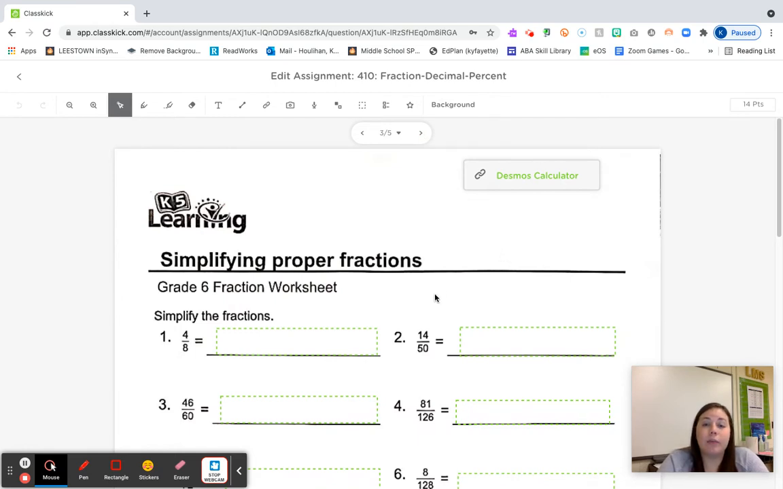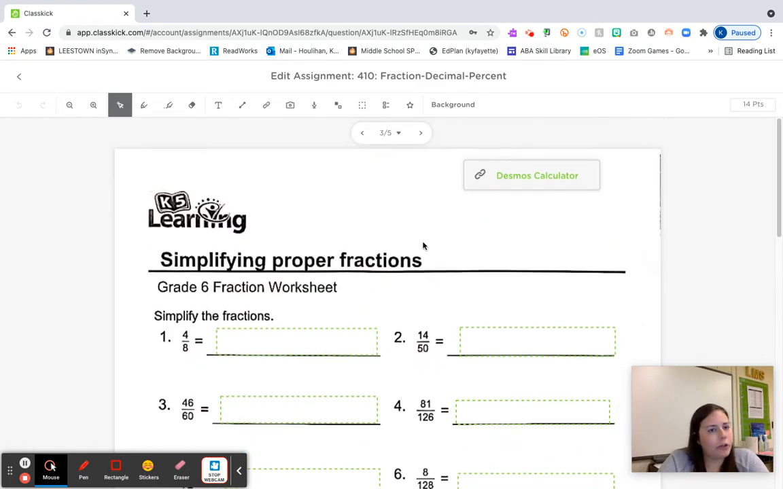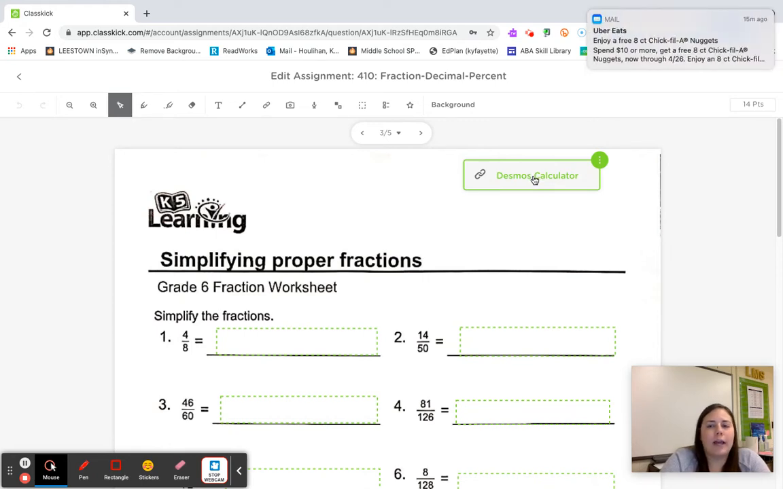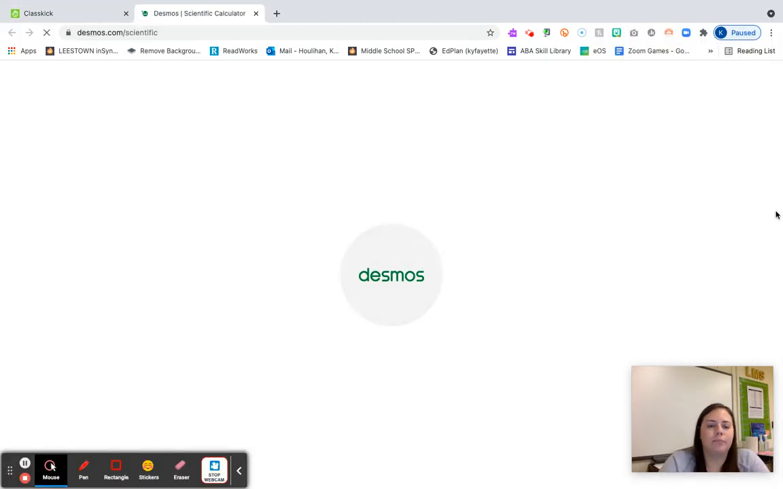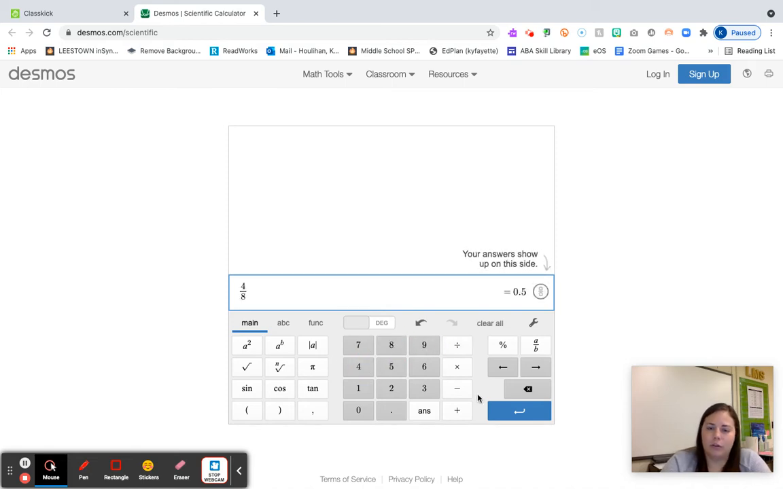This is simplifying fractions, okay? So you have 14 questions, but all you're going to do is type it into Desmos. So I'm going to do the first one, which is 4/8, okay? So I'm going to click my Desmos calculator, and it is going to take me to Desmos. This is the scientific calculator. And our first question was 4/8, and to type that in, I pushed 4 divided by 8, and I got my fraction. It gives me my decimal.